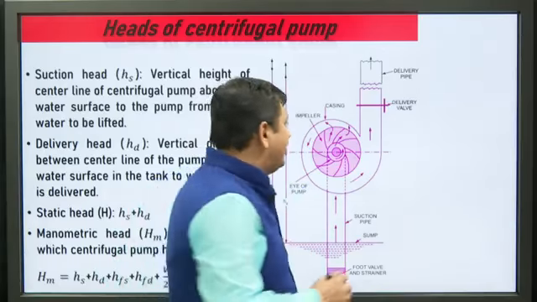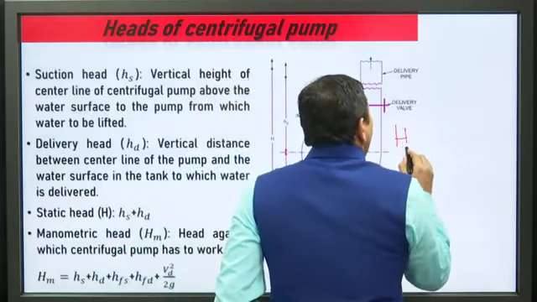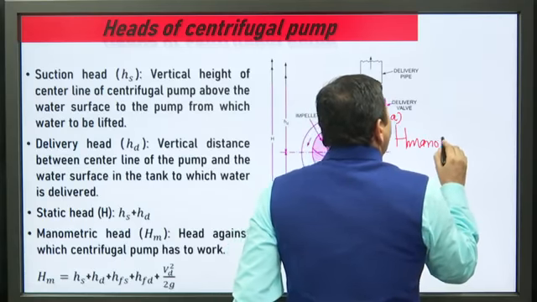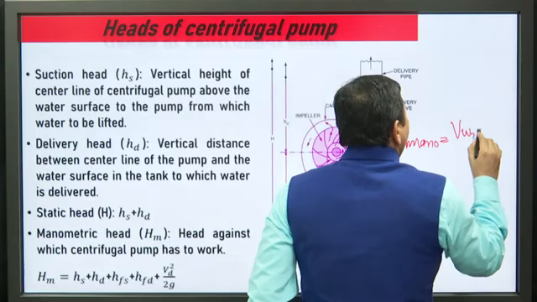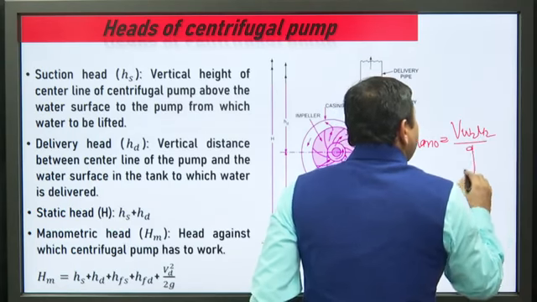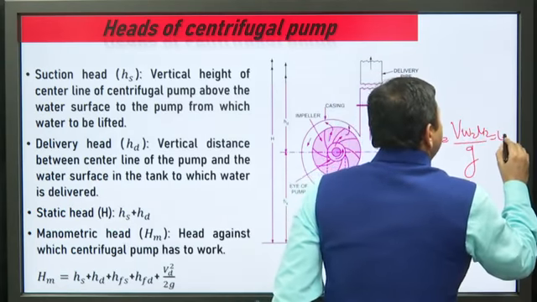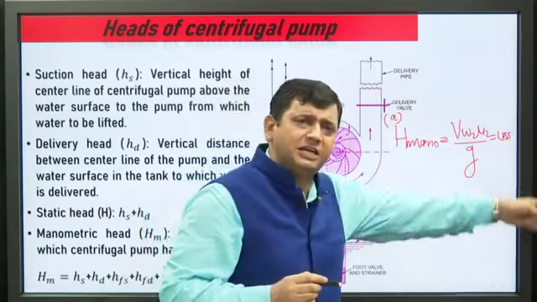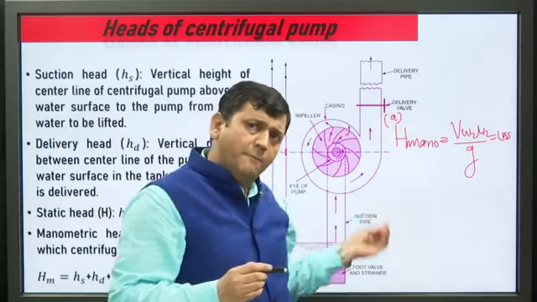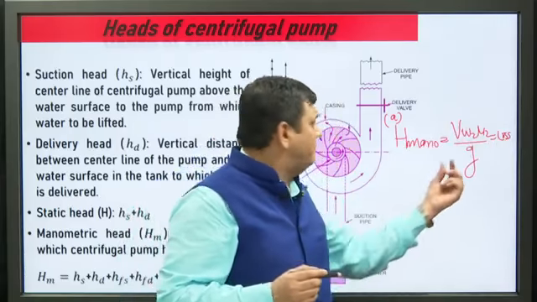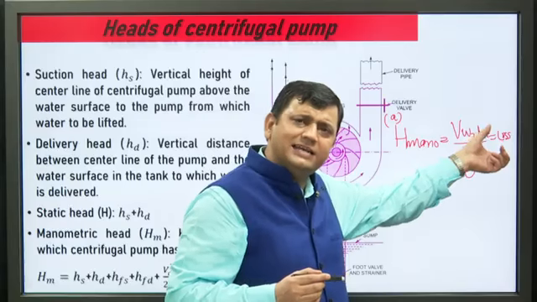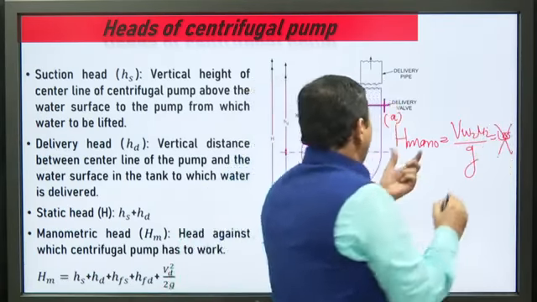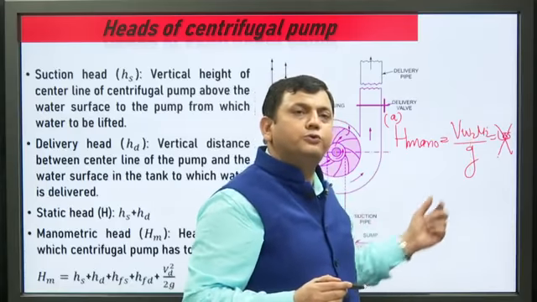The second, very important, is H mano, the manometric head, which we can define in different ways. H mano means head imparted, VW2 U2 upon g, minus losses. Losses may be of different types: in the casing and in the impeller there are many losses, so they are subtracted. In ideal cases, if we ignore the loss, this H mano is VW2 U2 upon g.